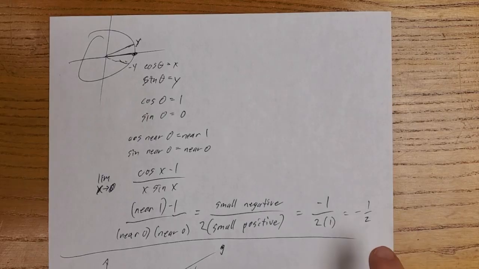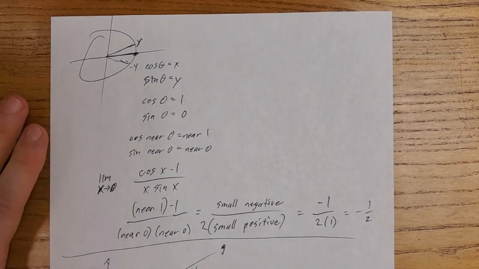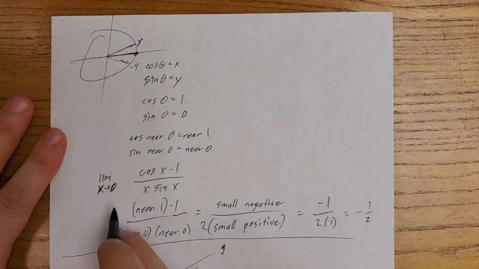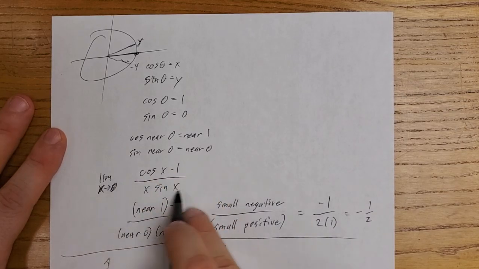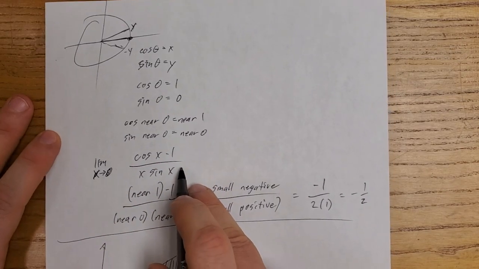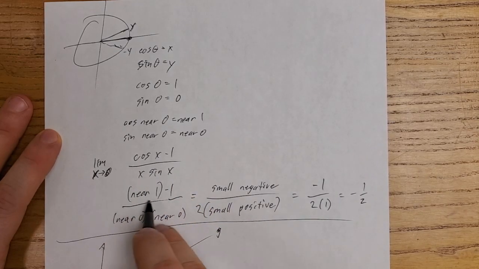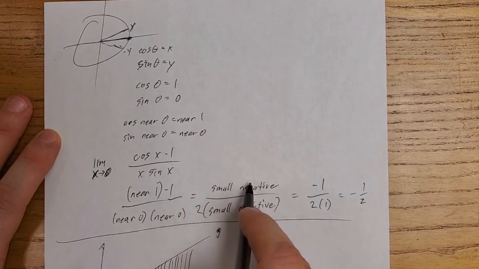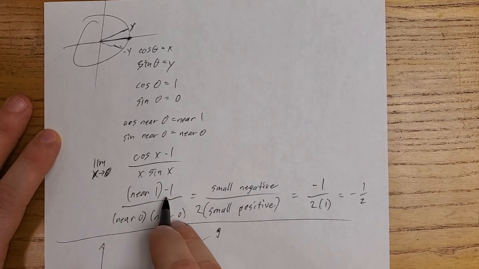But this was number 28 in the previous video, and if you recall, it's this messy limit trig thing. We were trying to find the limit as x approaches 0 for this monstrosity, and I said, well, the cosine close to 0 is going to be about 1. And if you subtract 1 from that, you're going to get some small negative number. And then that's also close to 0, and the sine close to 0 is close to 0.